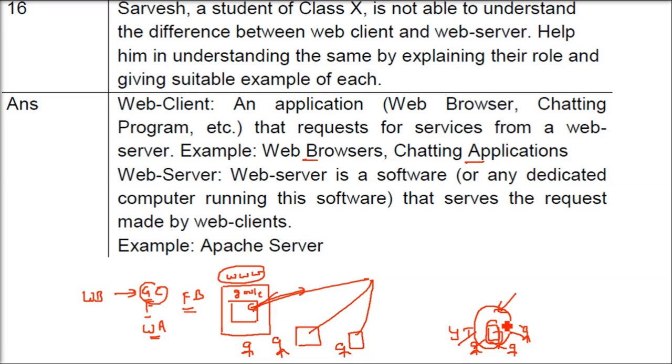All the protocols it is using, all the network configuration, this providing of services is done by the web server. So a web server is software that serves the requests made by web clients. For example, the Apache server. So this server is basically serving the client. The client is expecting something, asking something, or whatever it requires from the server.